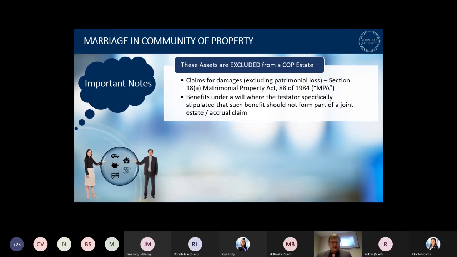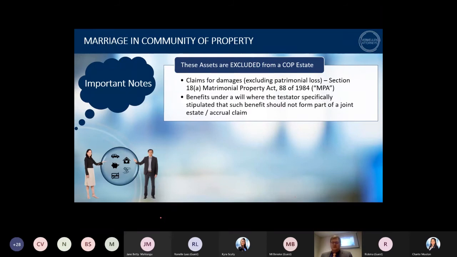Don't go Google it now. Don't jump onto Sabinet or Juta or LexisNexis. I will distribute it with the slides at a later stage. Be aware, for our present purposes, however, that in terms of Section 18A of the Matrimonial Property Act, claims for damages excluding patrimonial loss are excluded.